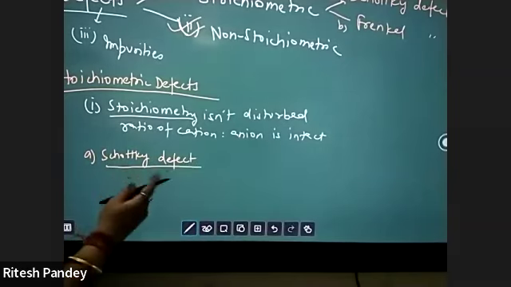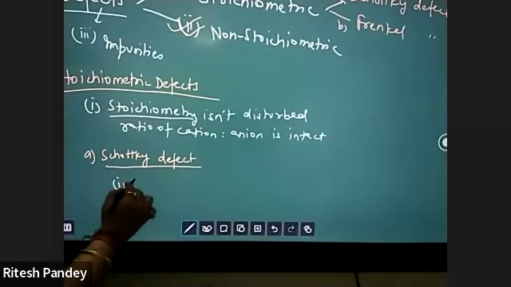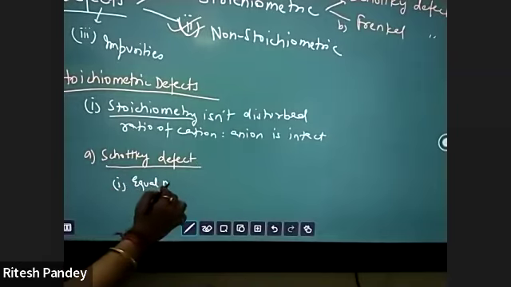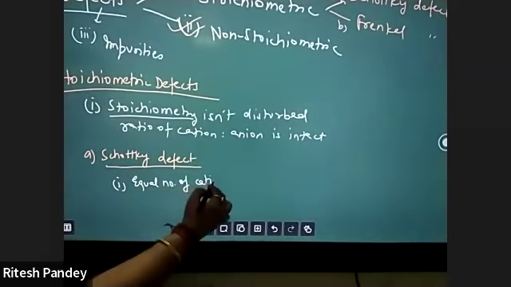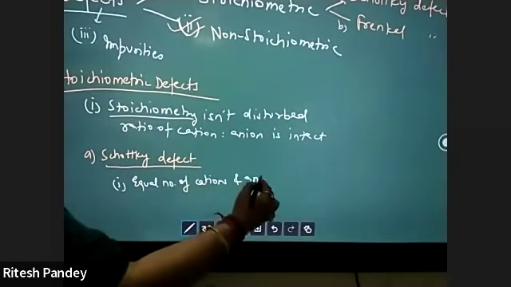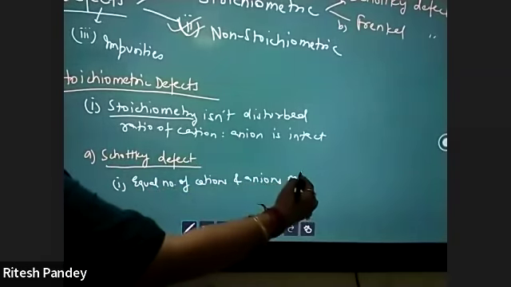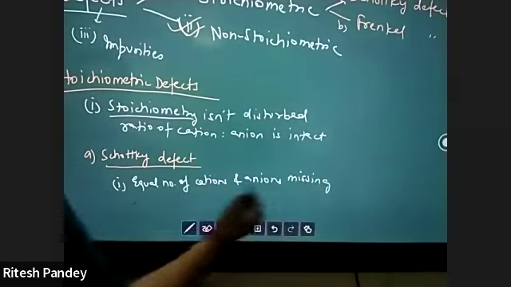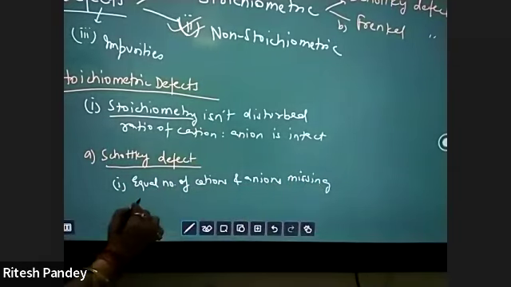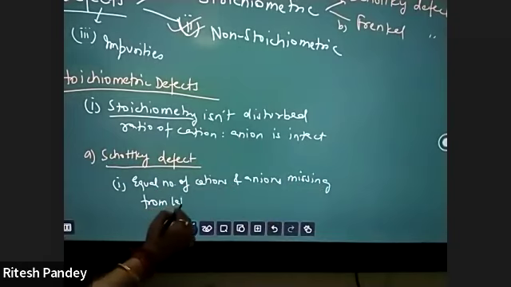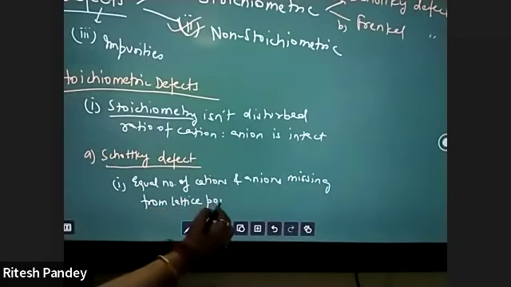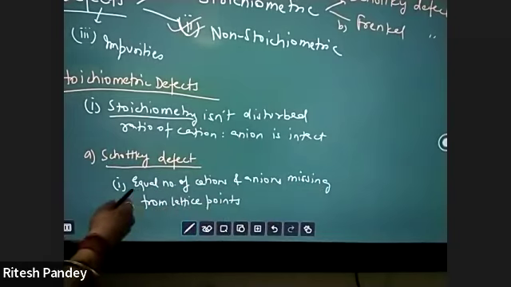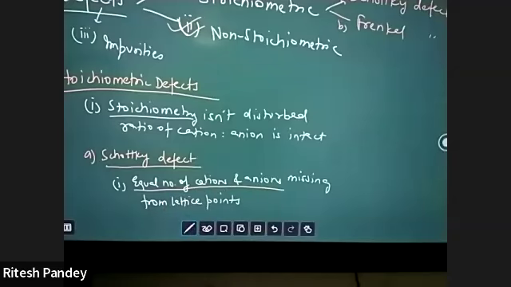Schottky defect is the one where you'll have equal number of cations and anions missing. You just want to copy these key points. Equal number of cations and anions missing from the lattice points. I hope you're noting it down. And because equal number of cations and anions are missing, there will be no net change in the formula or stoichiometry of the compound.